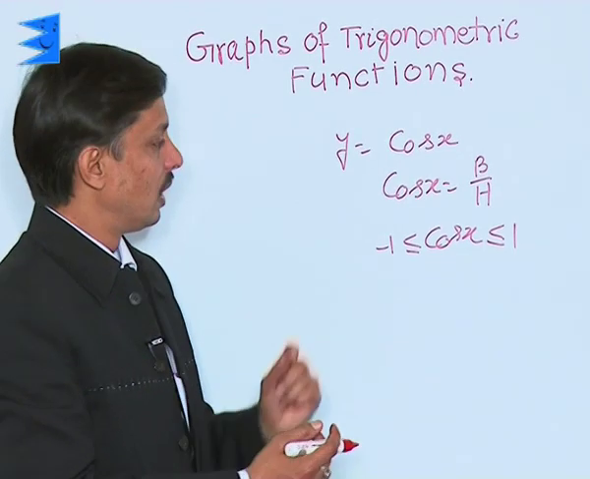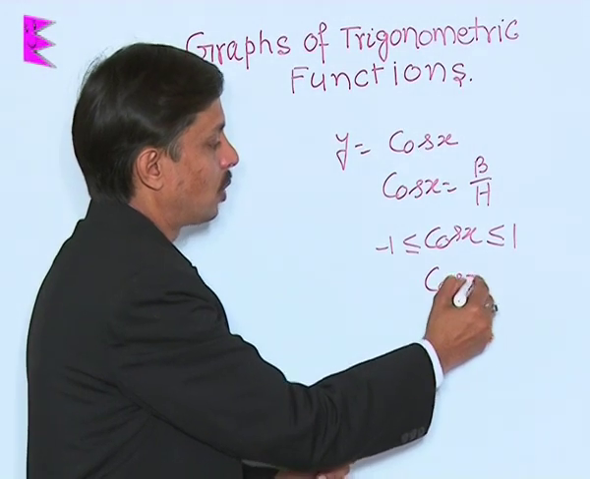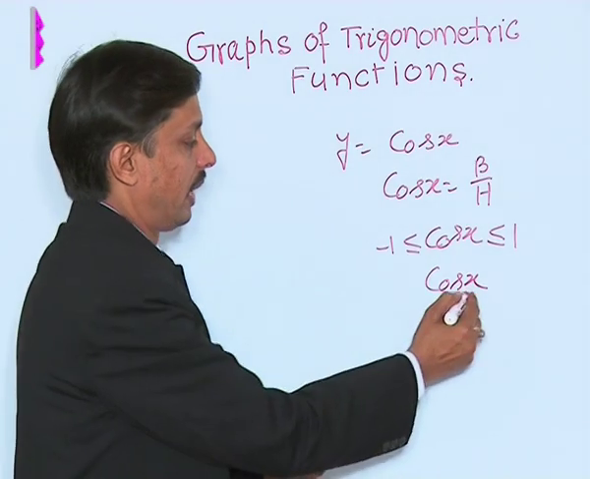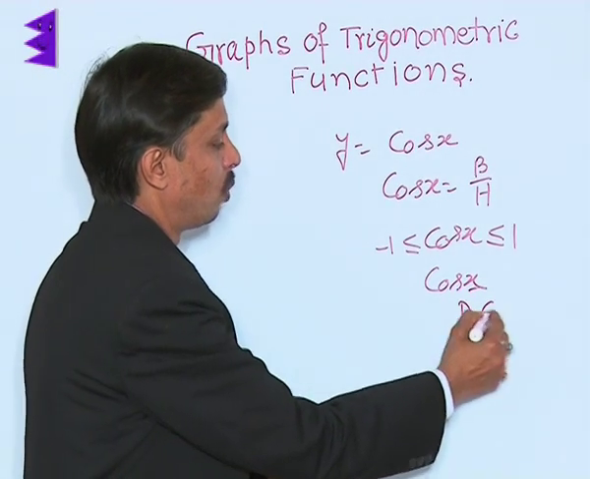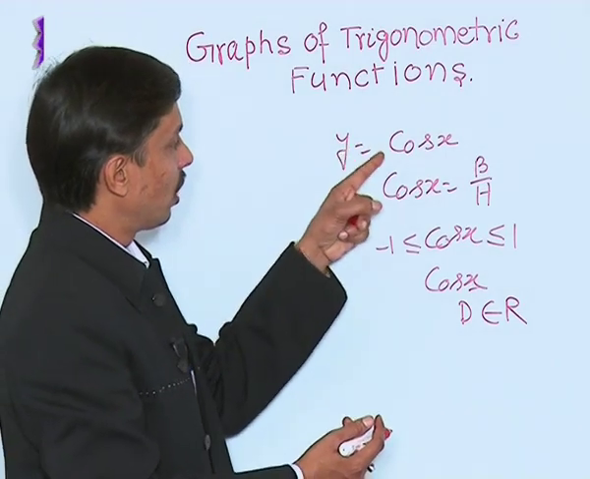The second point is that cos x is always defined for every angle x. That's why its domain is every real number. Now come to the graph.